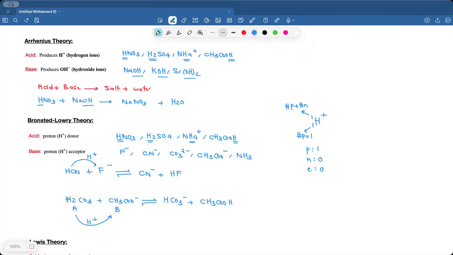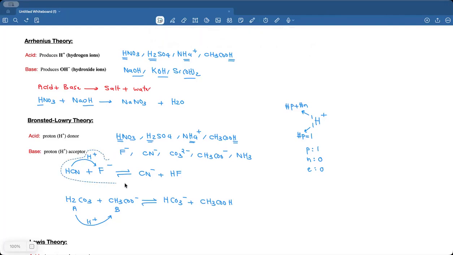One thing to note is that H2CO3 is what we call diprotic, meaning it has two protons, it has two hydrogens. However, just because it has two protons, it's not going to lose both of its protons. So based on the Bronsted Lowry definition, there's only one proton lost and gained at the same time. You can't lose both of them at the same time.